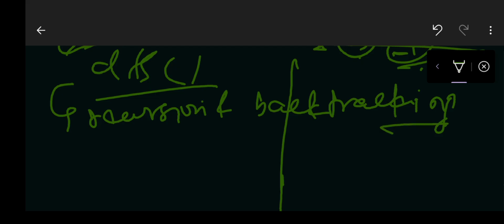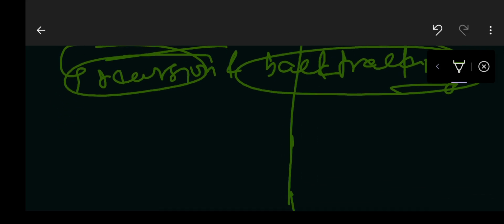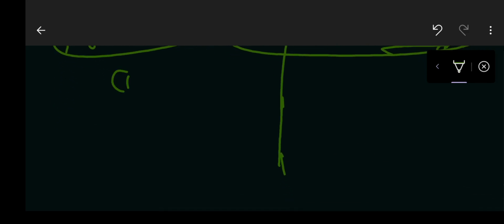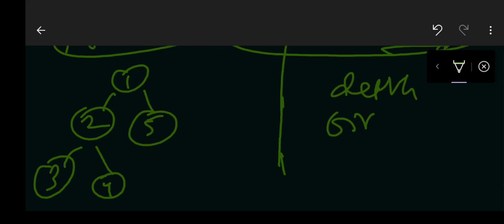Recursion and backtracking. We are not going to go into recursion, we are not going to go into backtracking, but I'm going to teach you a trick. So firstly, you need to understand what actually a DFS is. 1 2 3 4 5. DFS means depth first search.